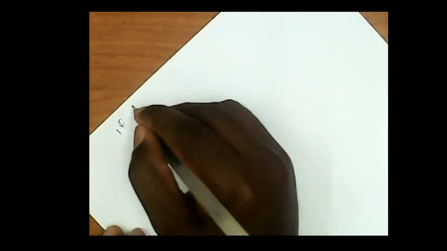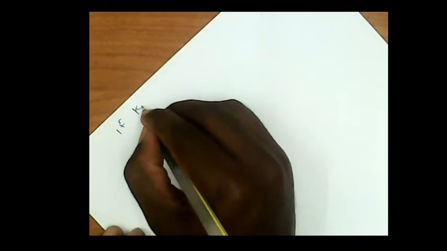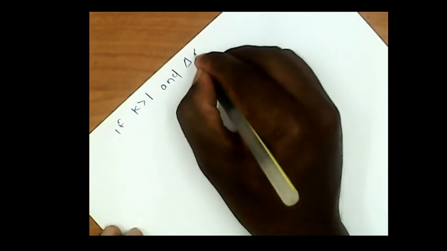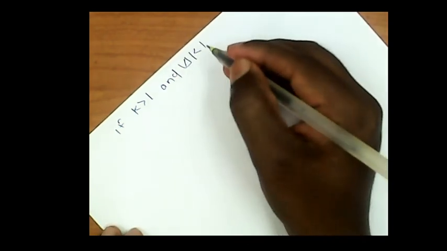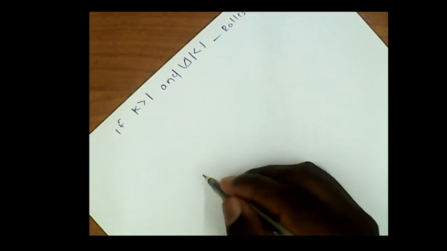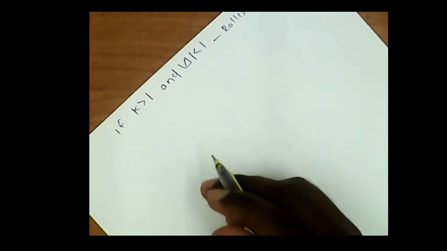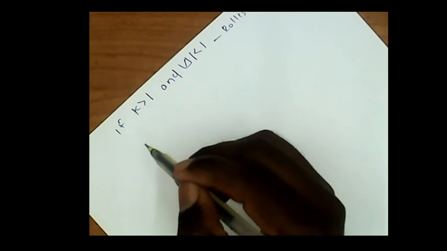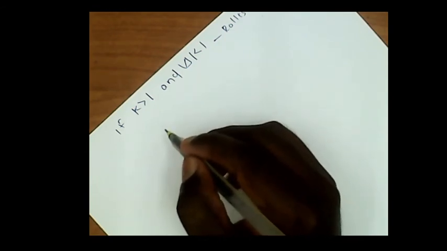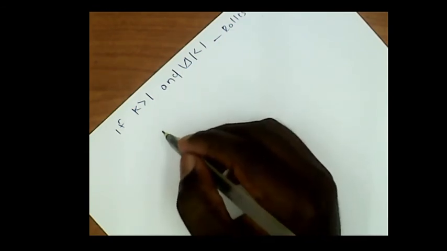If we compare this to Rollett's test, what is Rollett's test? K is greater than 1 and the determinant delta is less than 1. So this is Rollett's test for unconditional stability of the transistor. In the same way, the square root terms for gamma S and gamma L must be greater than 0, and then this condition will be the same.